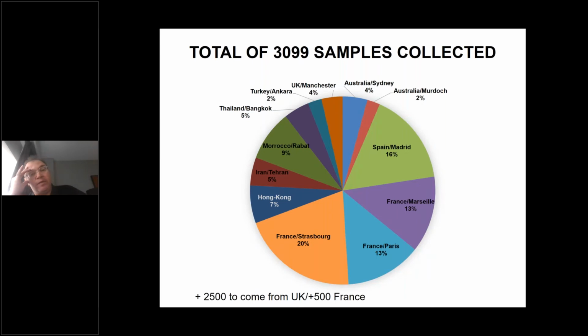As of today, we have a bit over 3,000 samples that have been collected. This is a breakdown by the country, the city, and the center, so it's as precise as it could get. As you will see, almost half of the samples are French, and the others are splashed across different countries and continents. And we have good hope to obtain within the next 2 to 3 weeks to basically double the size of the cohort, 500 plus samples from France and 2,500 from the UK.